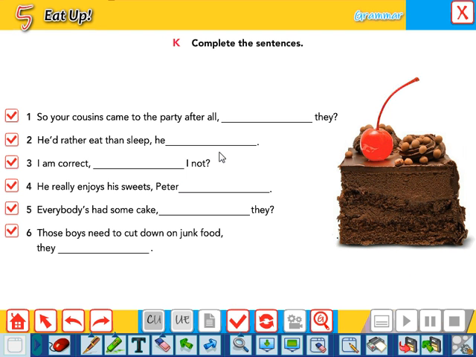Next one, complete the sentences. So your cousins came to the party after all. The answer is, did they? He would. Am I not? He really enjoys his sweets. Peter does. Okay? They are not like the ordinary question tags.